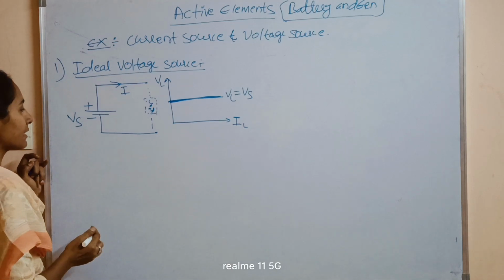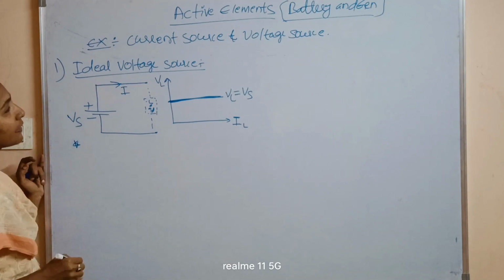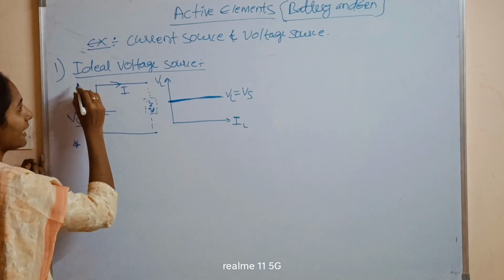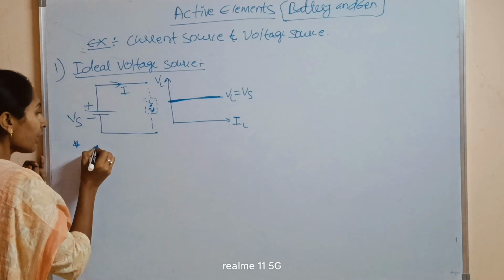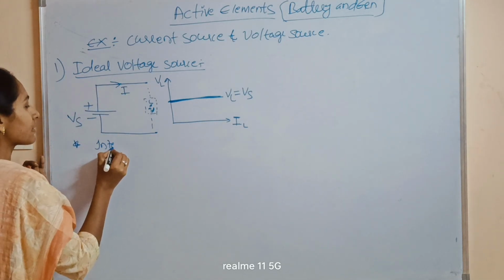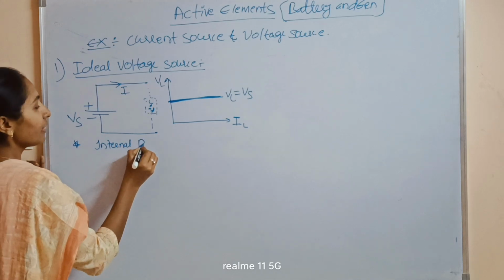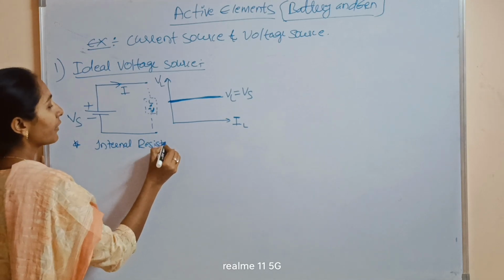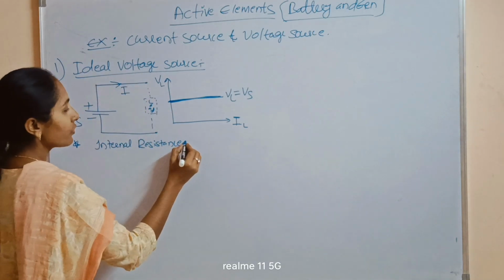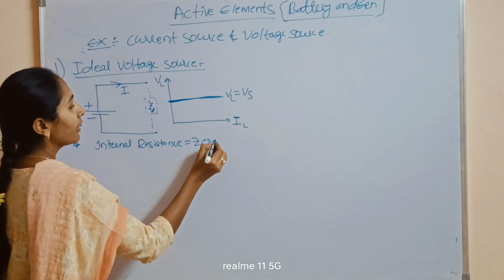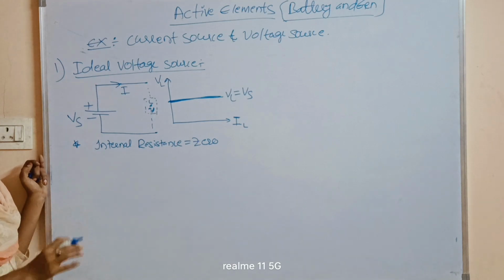In this ideal consideration, a very important bit question: an ideal voltage source has zero internal resistance. The internal resistance of an ideal voltage source is 0.